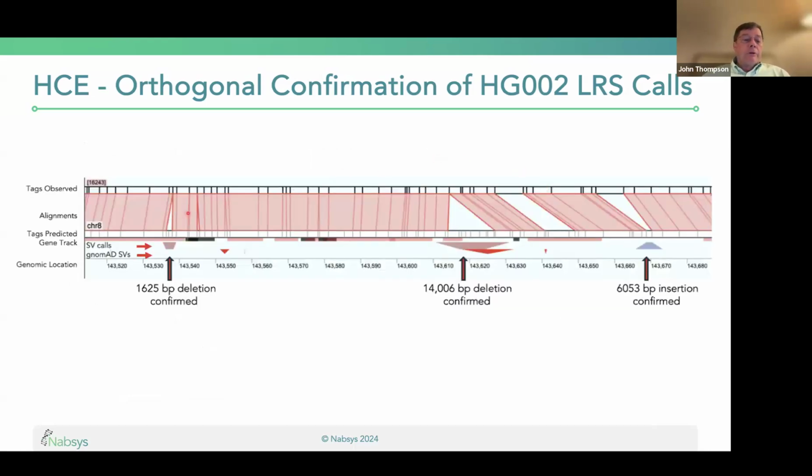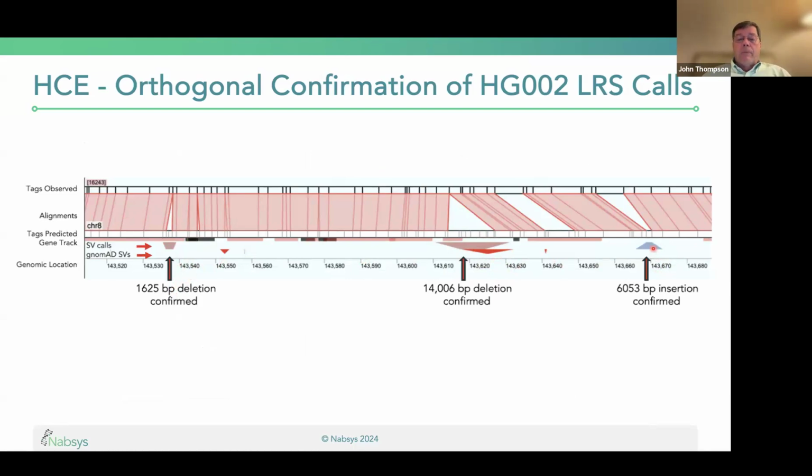This is an example of a region of chromosome 8 where we have pretty much perfect alignment, where we call a 1625 base pair deletion, as do they. There's a 14,000 base pair deletion here, which they also call, and that actually is fairly common. You can see the gnomAD annotation there, and then there's a 6,000 base pair insertion that we also see.